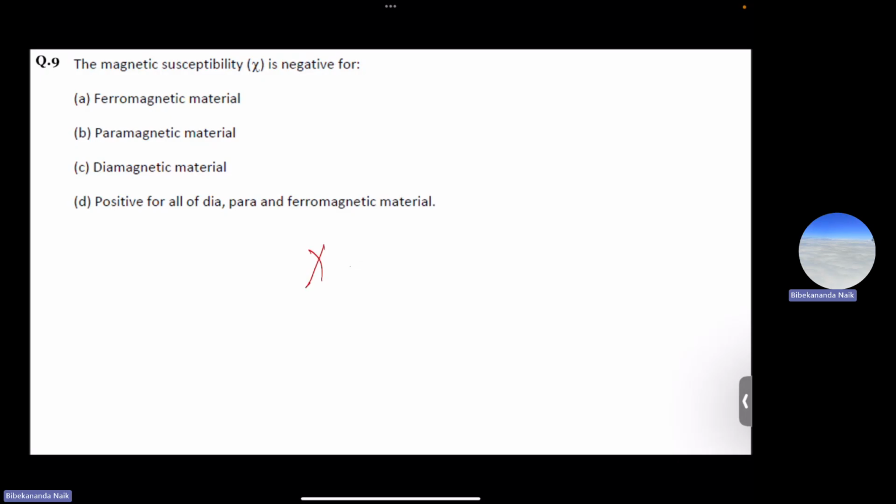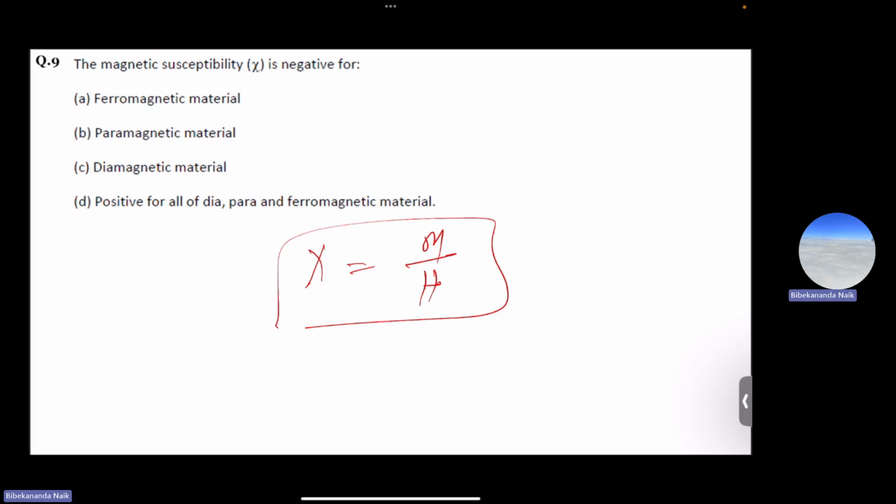So it is given as M by H. It is negative when a material is placed in a magnetic field and it is magnetized in the opposite direction to that of the magnetic field, then the susceptibility will be negative.